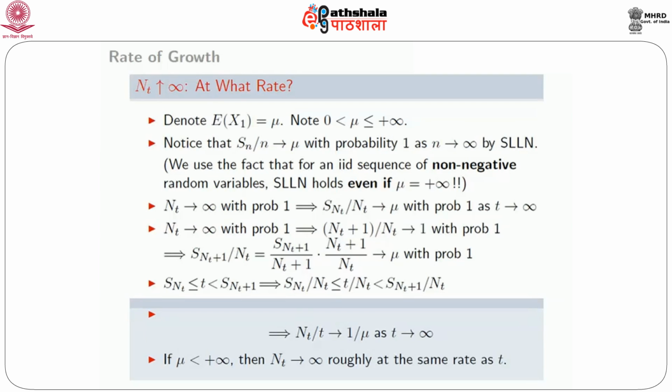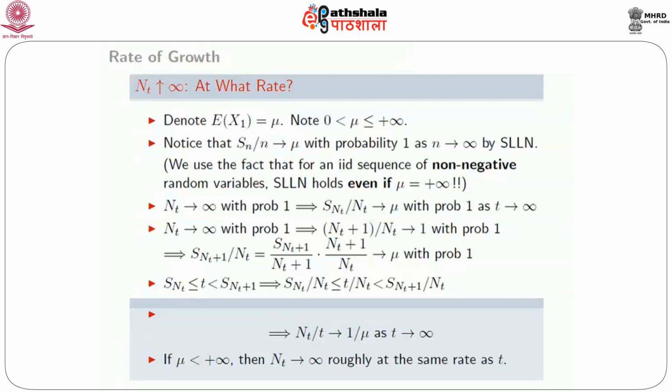Okay. Now we know that Nt goes to infinity with probability 1. Sn over n goes to mu with probability 1 as n goes to infinity. So looking at Sn along the subsequence Nt, we would get Sn_t over Nt would converge to mu with probability 1 as t goes to infinity. We also know that since Nt goes to infinity with probability 1, (Nt plus 1) over Nt has to go to 1 with probability 1.